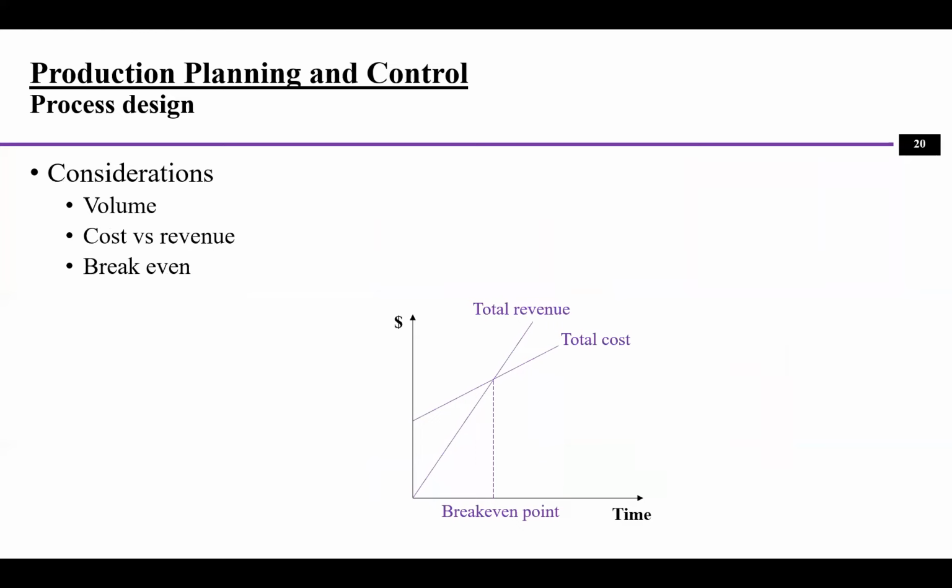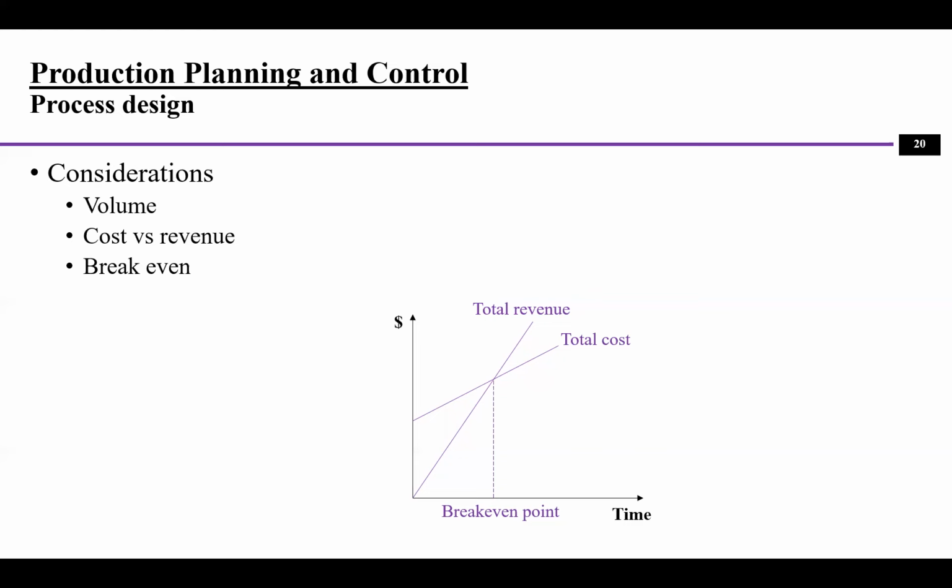And when you are designing a process, there will be several considerations you need to think about. One is production volume. Say if you are making 1,000 parts a day, then project based is probably not a really good choice. Maybe a production line will be the better choice because it will make the cycle time a lot smaller. So production volume is one factor in process design.